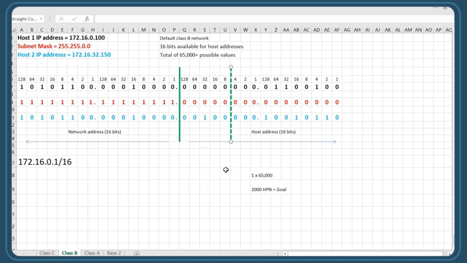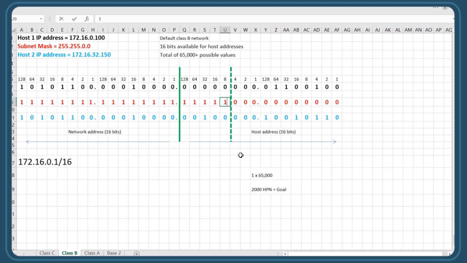So how do we move the line? Again, in the exact same way we did for the class C's. It's always all ones, then the line, then all zeros. So we just continue that pattern. These zeros become 1.